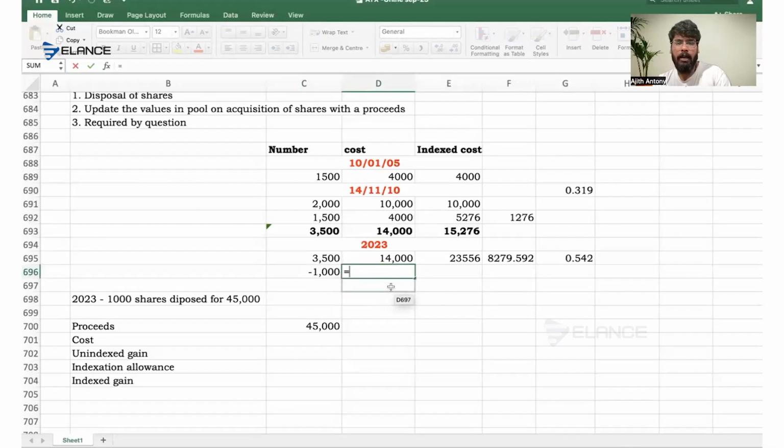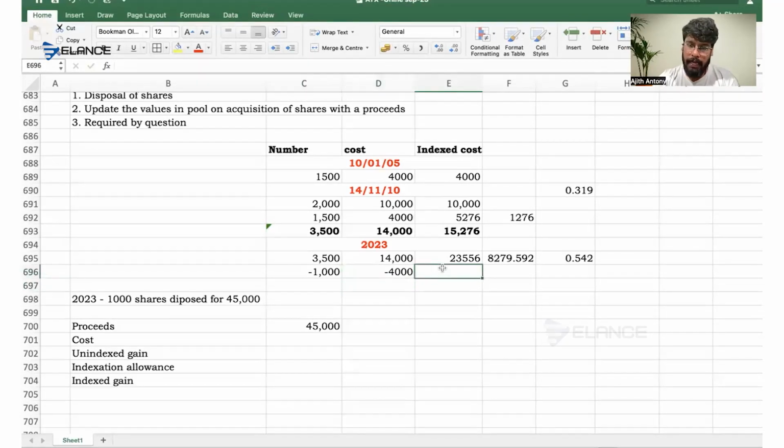3500 ഷെയറിന്റെ കോസ്റ്റ് ആണ് 14,000. അപ്പൊ അതിൽ 1000 ഷെയറിന്റെ കോസ്റ്റ് 14,000 ഡിവൈഡഡ് ബൈ 3,500 ഇൻറ്റു 1000. ഓക്കെ, 14,000 ഡിവൈഡ് ബൈ 3500 ചെയ്യുമ്പോൾ ഒരു ഷെയറിന്റെ കോസ്റ്റ് കിട്ടി. ഇൻറ്റു 1000 ചെയ്താൽ 1000 ഷെയറിന്റെ കോസ്റ്റ് ആയി. 1000 ഷെയറിന്റെ കോസ്റ്റ് എന്ന് പറയുന്നത് 4,000 ആണ്.